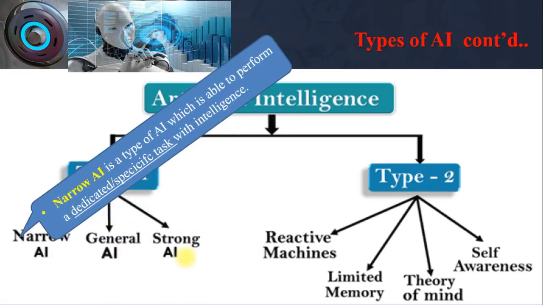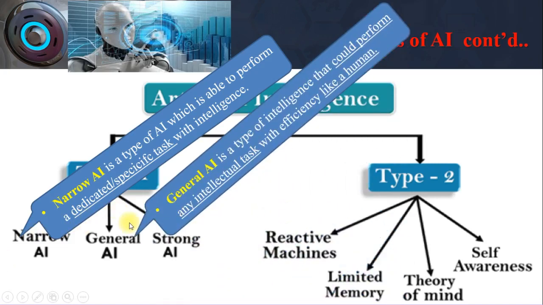When we define each of them, narrow artificial intelligence is a type of machine that has the ability of performing some specific or dedicated tasks. They cannot perform outside of that. For example, if we take game playing artificial intelligence machines, they are able to perform the games only. Such artificial intelligence or intelligent machines, we can say are narrow artificial intelligence. The other is general artificial intelligence.